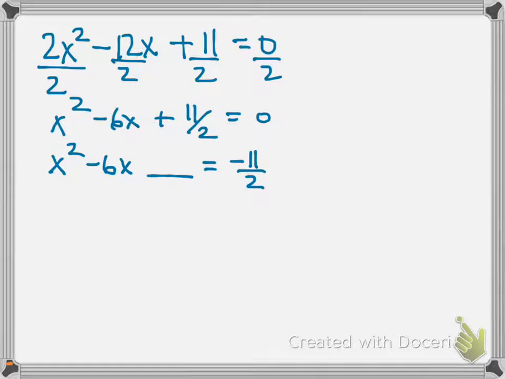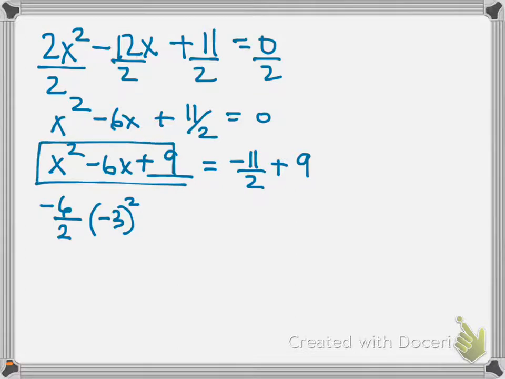Then to make the perfect square, you do half of b. So if b is -6, you do half of it. So you get -3. And you square it, and you put that right there and over here, because whatever you do to one side, you got to do the other side. Then this is a perfect square. I factor it. X minus 3 squared.